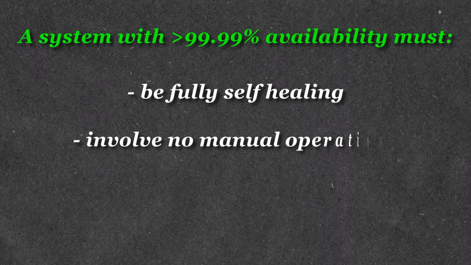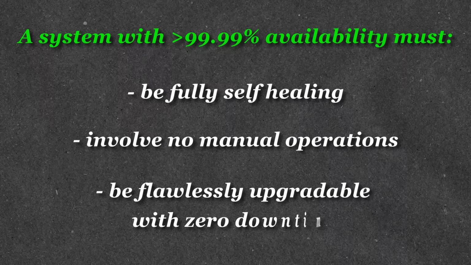Even at 5 nines of availability, it would be virtually impossible for a human to manually troubleshoot an issue, because acknowledging, investigating, and fixing a single bug or alert would take a human being probably a lot longer than 5 minutes to complete. Even if the speed were possible, a system with 5 nines can have only one incident per year that takes longer than 5 minutes to manually troubleshoot and deploy a fix to resolve. So, work backwards, and we can see that a system with anything beyond 4 nines of availability must be fully self-healing, involve no manual operations, and be flawlessly upgradable with zero downtime.